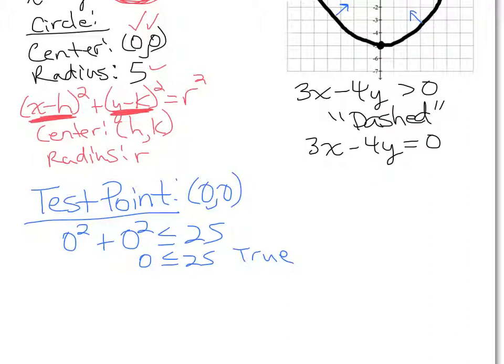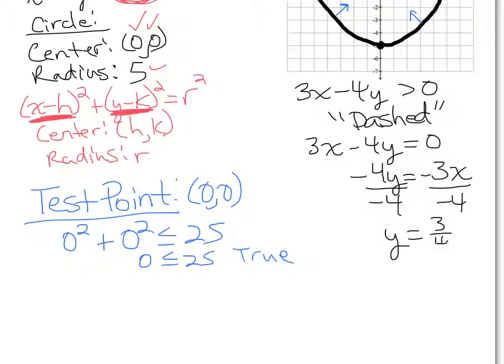First thing I'm going to do is subtract 3x from both sides. I get a negative 4y equals a negative 3x. And then I'm going to divide both sides by a negative 4, and that'll give me y equals 3/4 x. The slope of that line is 3/4, and the y-intercept is 0. All right, so I'm going to start at 0, go up 3 units and to the right 4 units, and I have another point that's on that line.